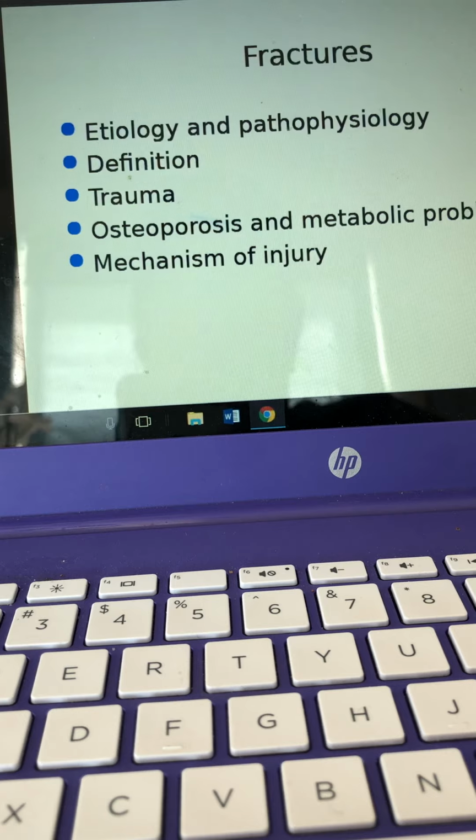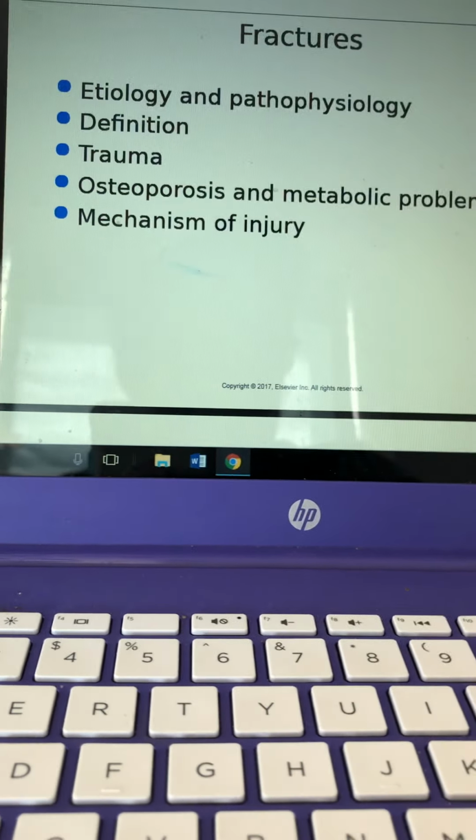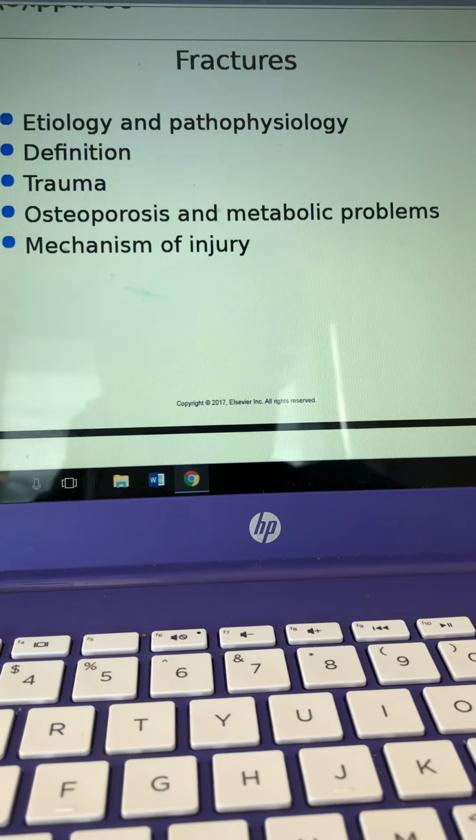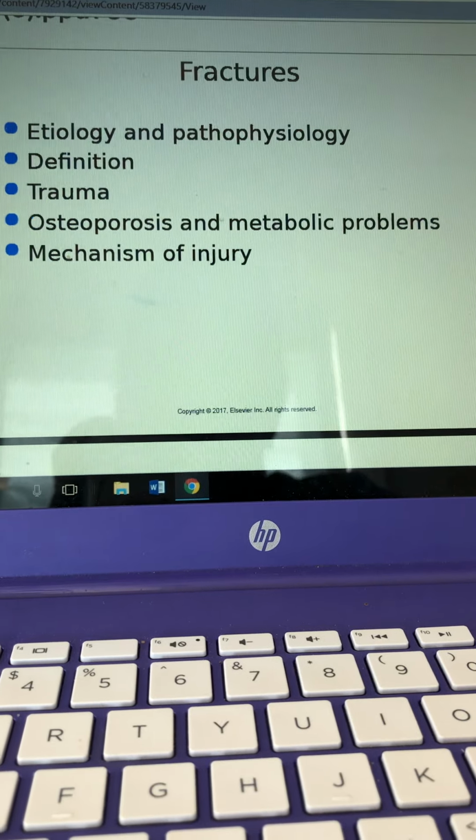Okay, well that gets us to the point to talk about fractures in this chapter. So this is the end of musculoskeletal part 2. Thank you very much.